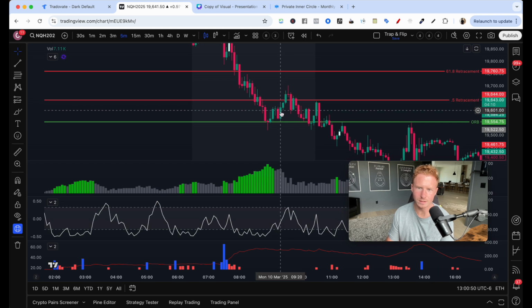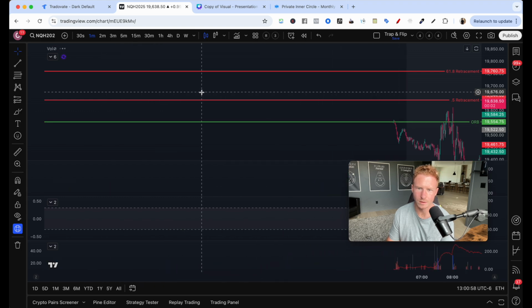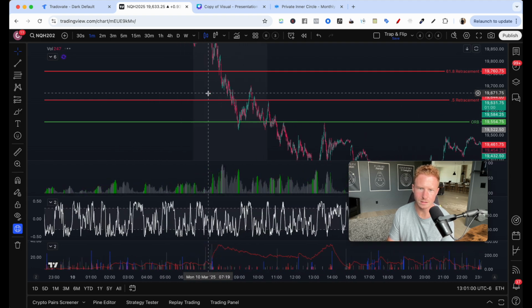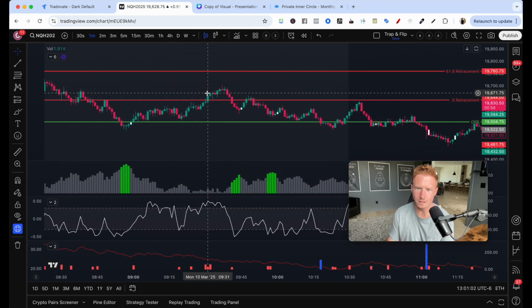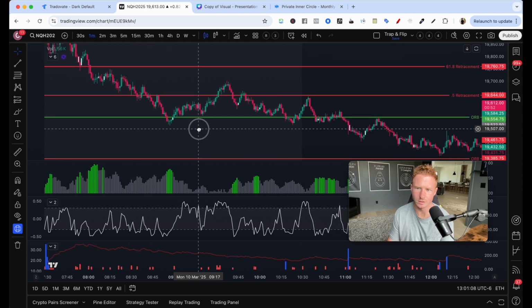And then basically as long as we held above the structure, right, I was looking to take pullbacks on the 1 minute to get long. That's exactly what I did, right? But yesterday it just didn't work. As you can see, I got long right here, got stopped out. I got long right here, got stopped out, and then there's no more setups for the day.